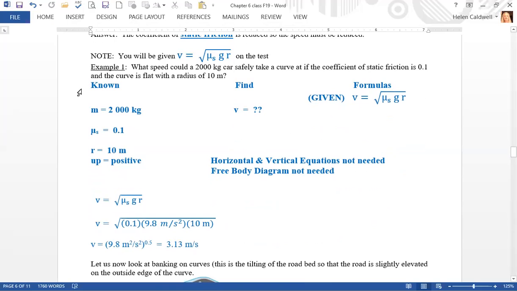We have an example. What speed would a 2,000 kilogram car safely take a curve if the coefficient of static friction is 0.1 and the curve is flat and the radius is 10 meters? So mass is 2,000 kilograms. You'll notice there's a space between the two and all those zeros, but no comma.